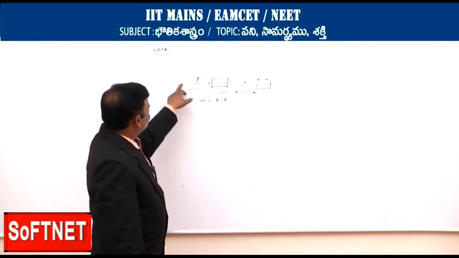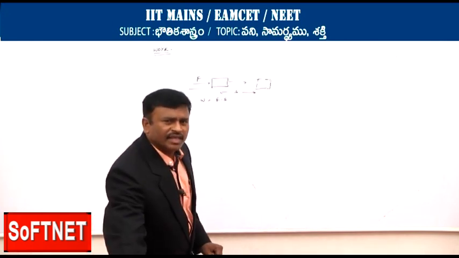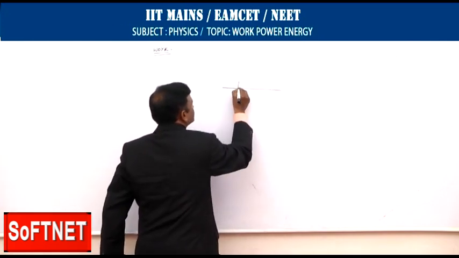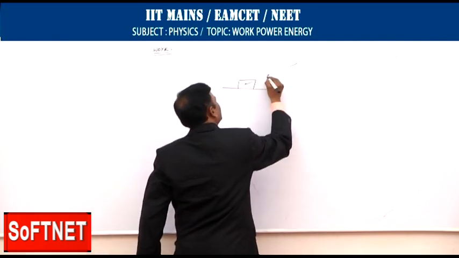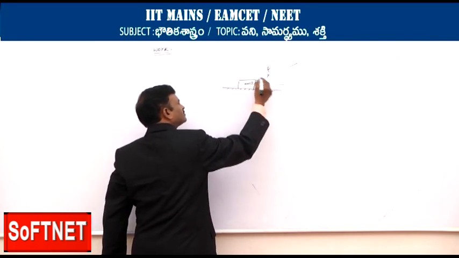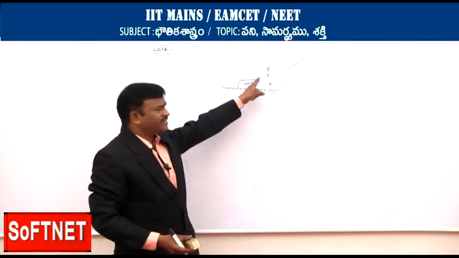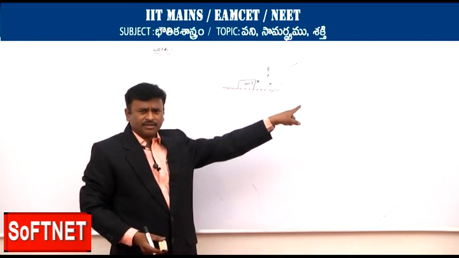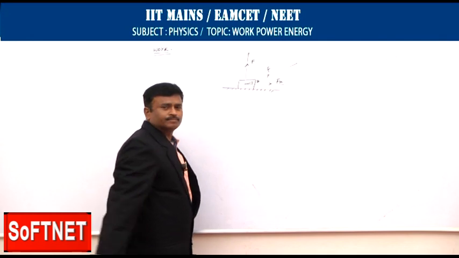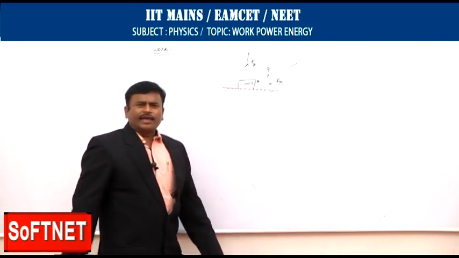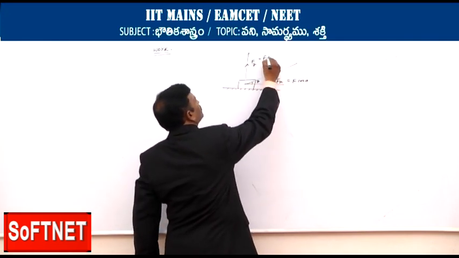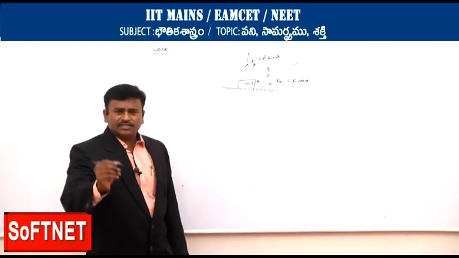But the force may not always be horizontal. If it is making a certain angle theta, how do we take it? Let us see. If the body is here, the force F is applied by making an angle theta with the horizontal. The force acting on it will be resolved into two components. One is the horizontal component Fx, the other is the vertical component Fy. Fx is F cos theta, Fy is F sin theta. That is the resolution of the vector.